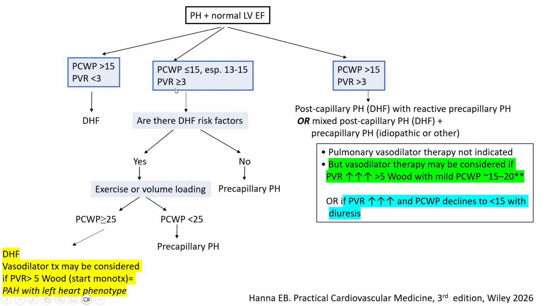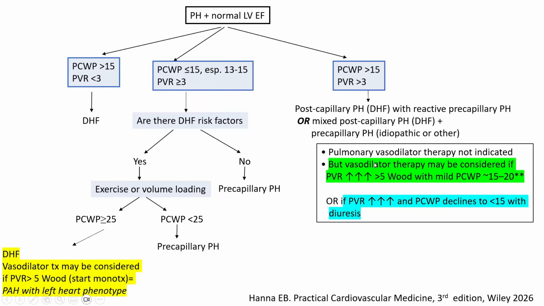Whenever you have a precapillary PAH with diastolic heart failure risk factors, including older age or many diastology features on echo or AFib, in those patients start monotherapy. You suspect PAH with left heart phenotype. Even if their pulmonary hypertension is purely precapillary, they likely have some underlying left heart diastolic dysfunction. And if you dilate the pulmonary circulation and abruptly increase the preload of that left heart, you will potentially develop pulmonary edema and a rise in left heart filling pressures.